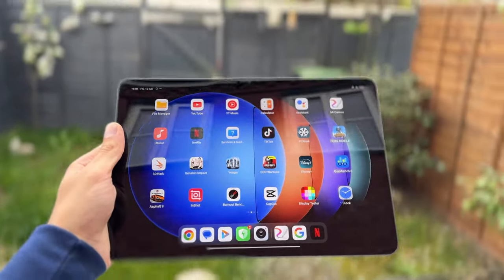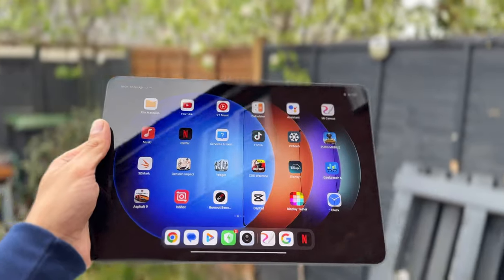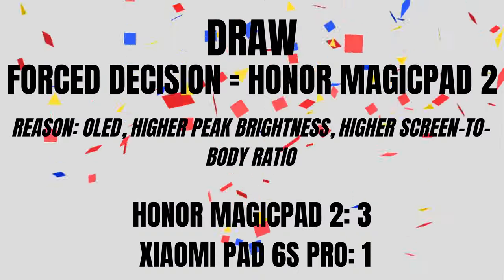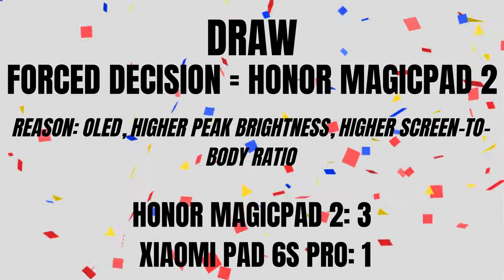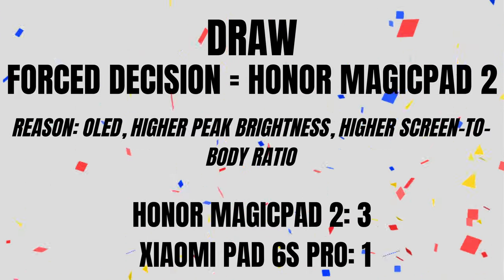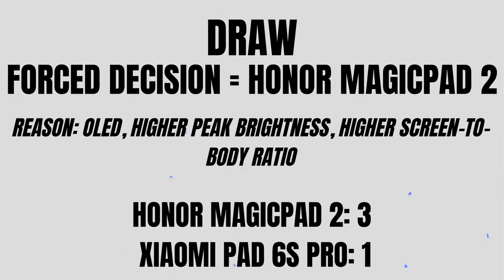Outside in daylight, the tablet does suffer from reflectivity issues, but that's expected as it's a glass panel. Quite difficult with displays as they're both really good, but if I was forced to pick one, it would have to be the Honor MagicPad 2, and that's because of the OLED display, higher peak brightness, and it has a better screen to body ratio.